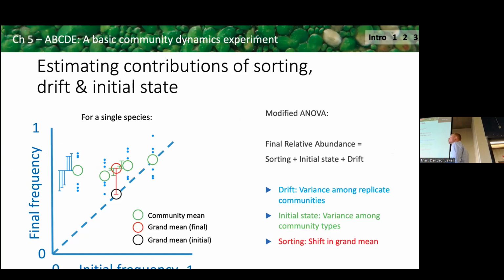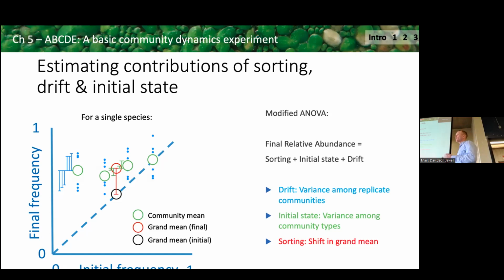The main point is to partition the overall change in community composition into the contributions that reflect species sorting, ecological drift, and initial state. So how do we do that? Well, it's nice to look at this graphically. Here we have initial frequency plotted against final frequency for a single species. The blue dots are the individual mesocosms. The green dots are the mean for each community type. The red dot here is the overall grand mean for final composition. And the black circle is the grand mean for initial composition.